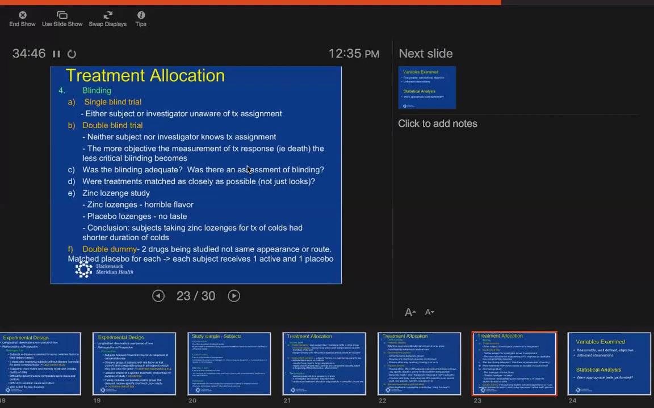Then there's also a double dummy design. Anyone know what a double dummy design is? It means everybody who's involved is a dummy.